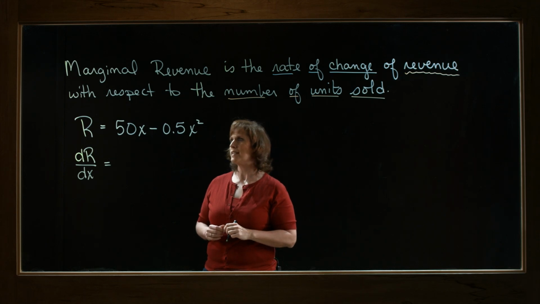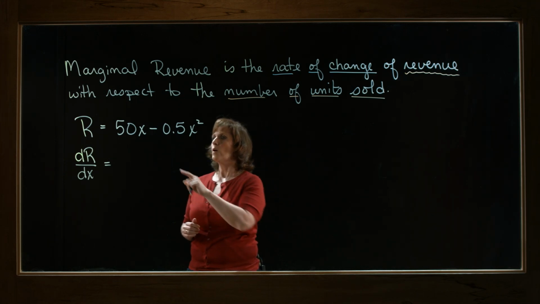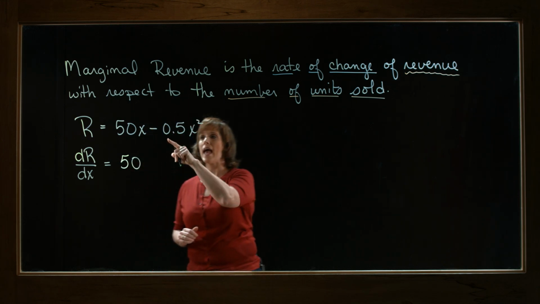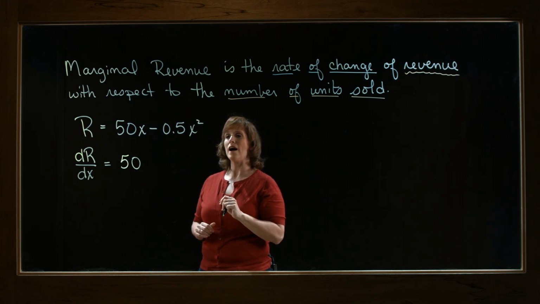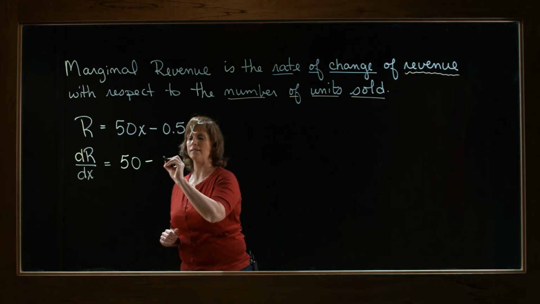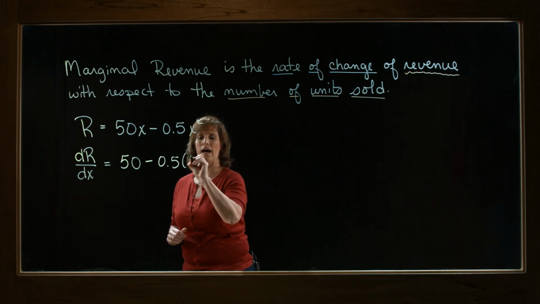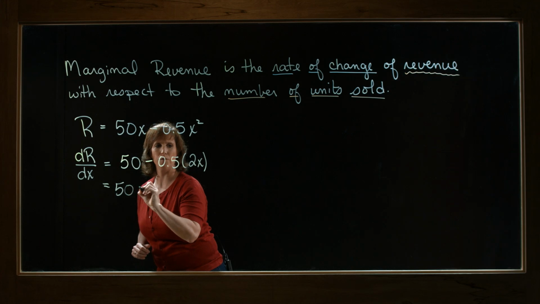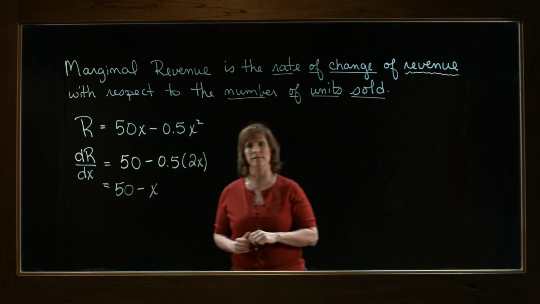We know how to take the derivative of this function. We'll start out with the derivative of 50x, which is just 50, and the derivative of 0.5x squared. So that's going to be minus 0.5 times 2x. And when we simplify that, we get 50 minus x.